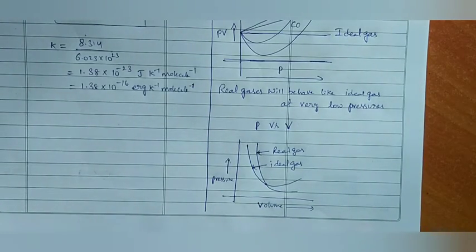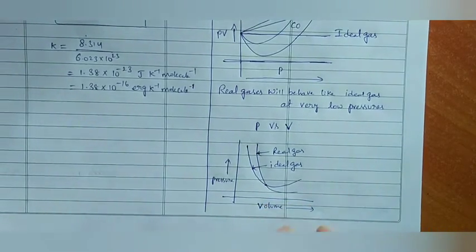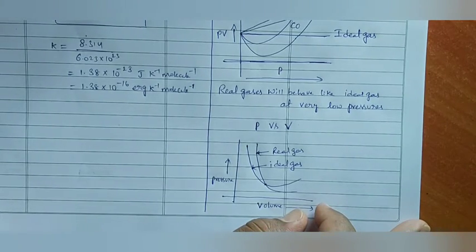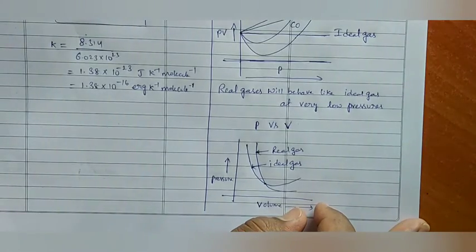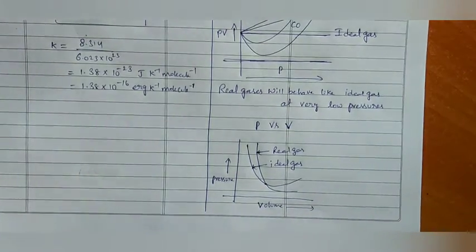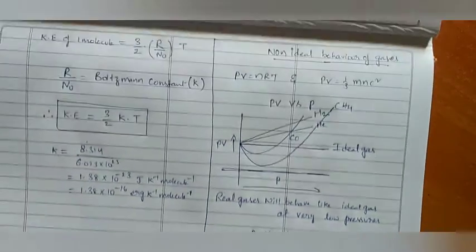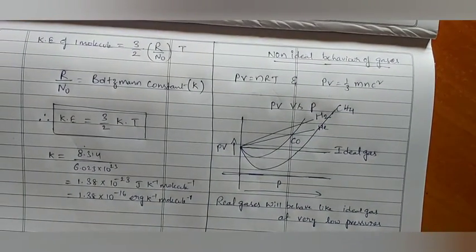By using these graphs, we can get one small idea of in what way real gases are getting deviated from ideal gas. In what way real gases are getting deviated from ideal gas. Is it okay? Now, our next point is, let us observe the textbook once.